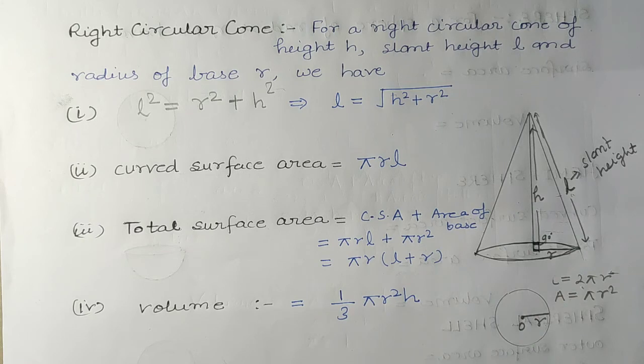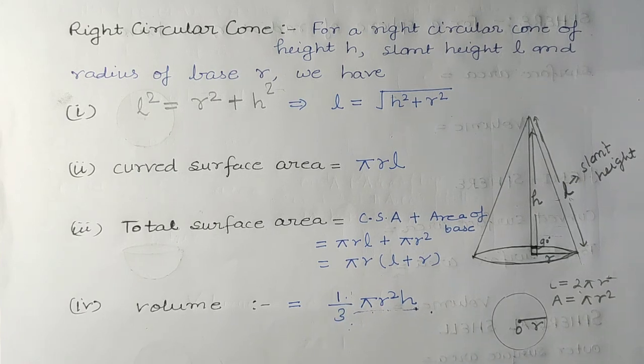Okay, so we generally write the volume of a cone as 1/3 of pi r square h. Pi r square h is what? The volume of a cylinder. So the volume of a cone is just 1/3 of the volume of a cylinder of the same dimensions.